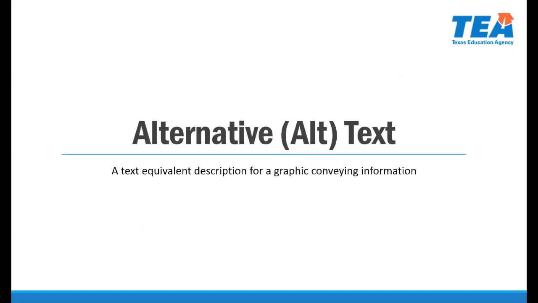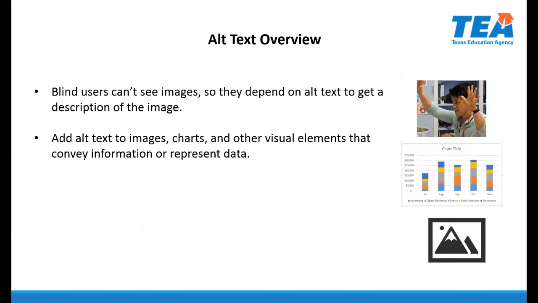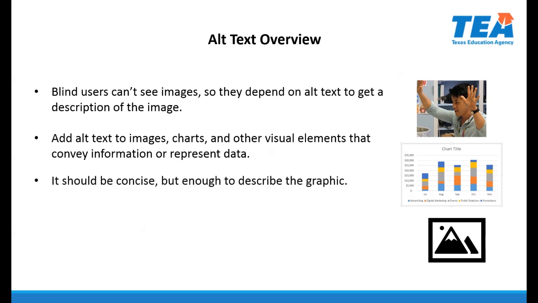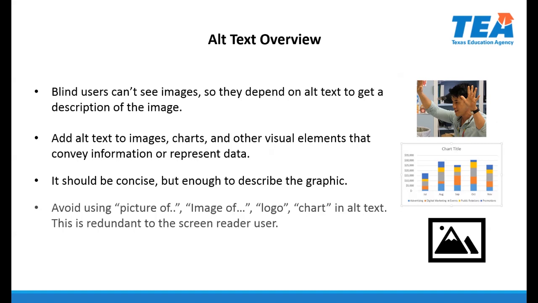Alternative text, or alt text, is a text equivalent description for a graphic conveying information. Blind users can't see images, so they depend on the alt text to get a description of the image. Add alt text to images, charts, and other visual elements in your document that convey information or represent data. Alt text should be concise but enough to describe the graphic. Avoid using phrases such as picture of, image of, logo, or chart as part of the alt text. This is redundant for screen reader users. And also avoid using images of text.